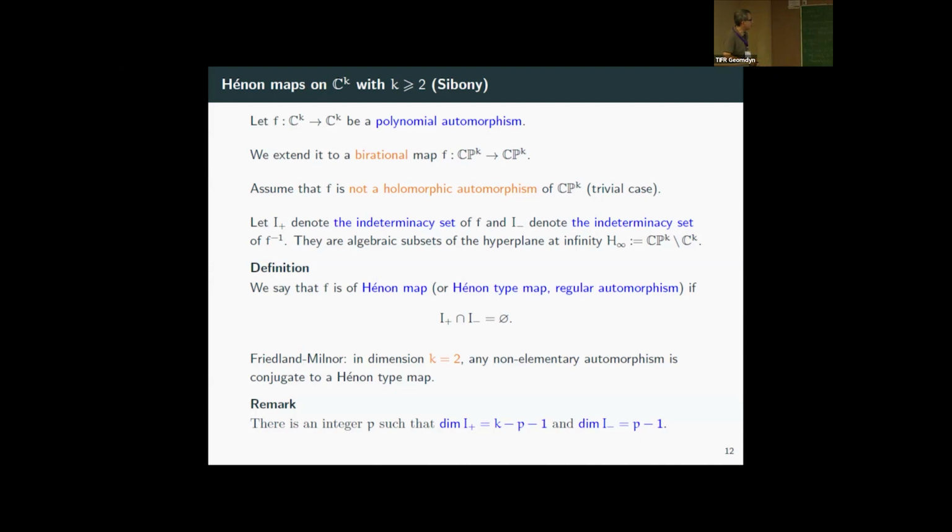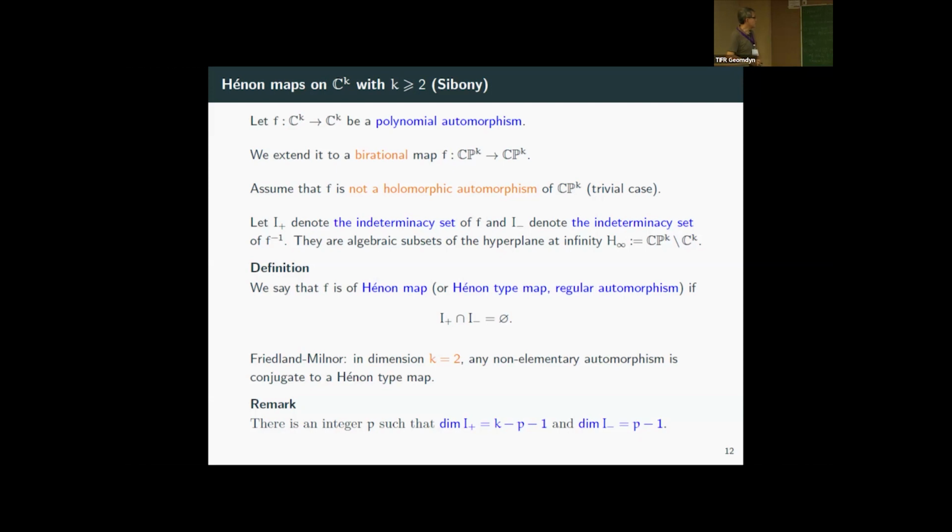Then you have some singularity at infinity. So for the map F, you have I plus, which is the indeterminacy set of F, and I minus is the indeterminacy set of the inverse of F.